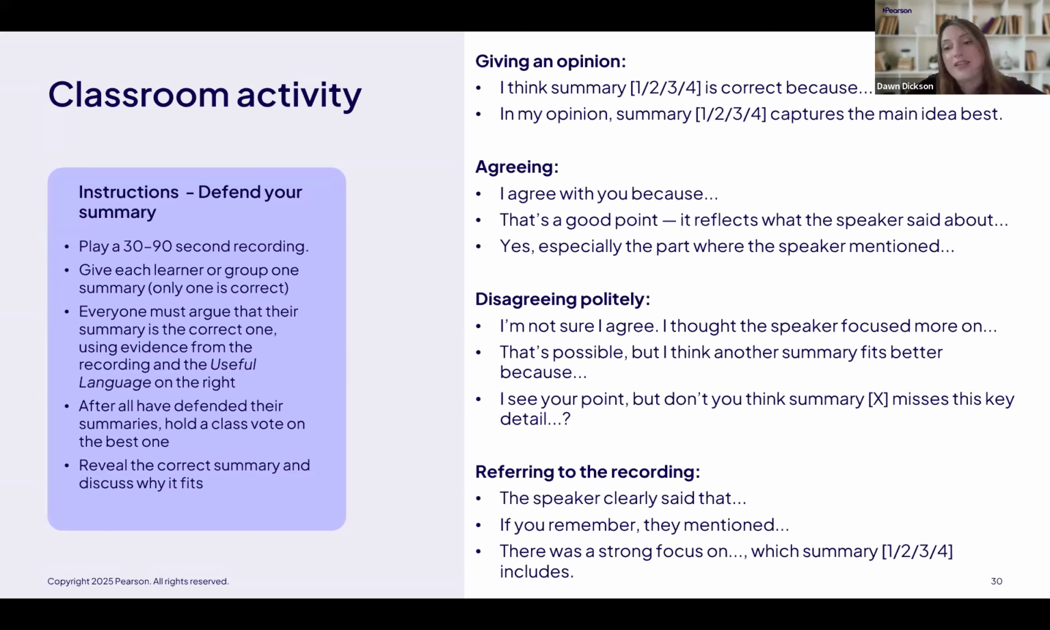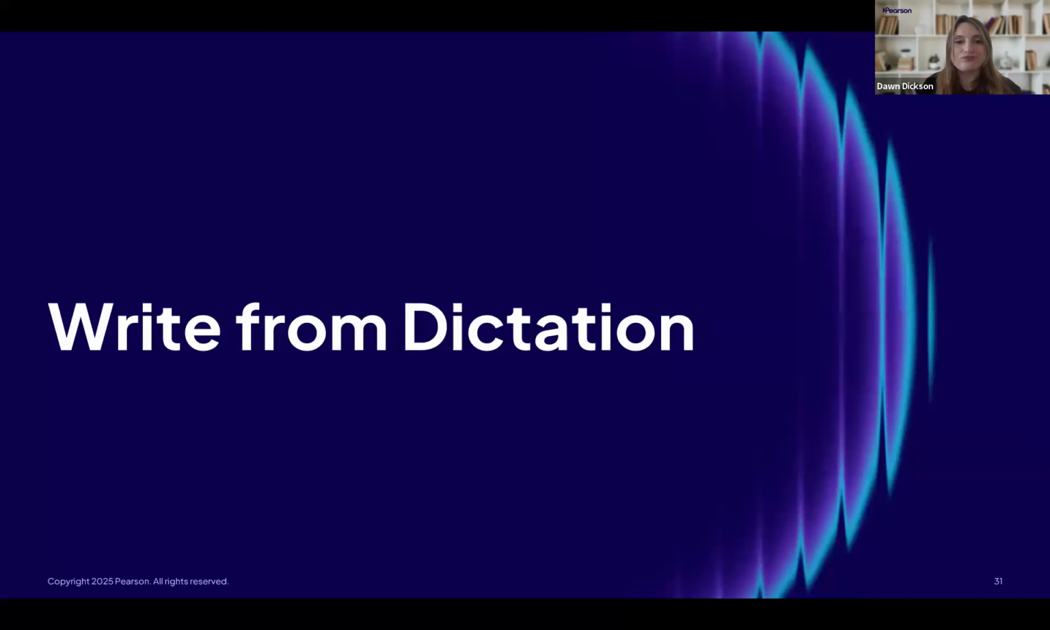Either you can tell the learners why it fits if you feel that they need your support, or you can direct it back to them. Why do you think this one fits? And hopefully through the actual process of defending their summaries, they will know which one is the correct summary. So there's a nice classroom idea for you there.